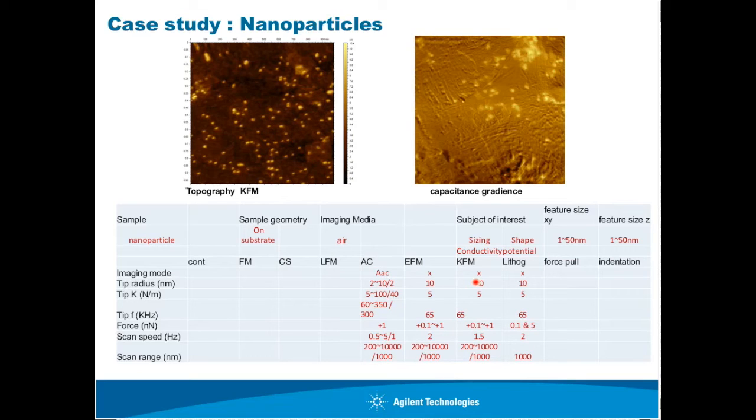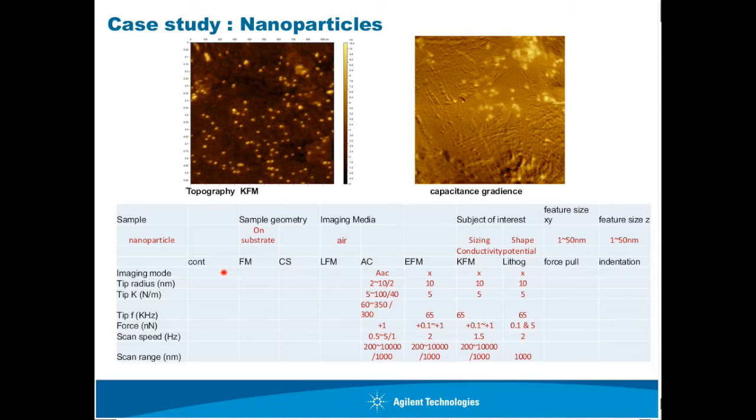For example, a lot of people say, "I want these particles, which are made of silver or gold, to be studied using conductive AFM for their conductivity." All right. What's wrong with using conductive AFM to study conductivity? As you can see here, CSAFM is not listed, and contact is not listed. The reason is CSAFM is actually a contact mode.